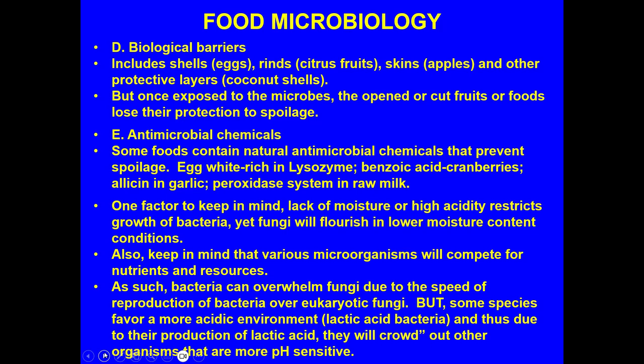Now, you want to keep in mind also that bacteria can overwhelm fungi. As I've mentioned, they have a much more rapid reproduction rate. And the speed of the reproduction of bacteria can overwhelm the eukaryotic one. But some species will favor that acidic environment. Lactic acid bacteria are one type. And in some cases, it is the lactic acid bacteria that help in the processing of food, such as milk being turned into cheese, etc. We'll get into that in a little bit.